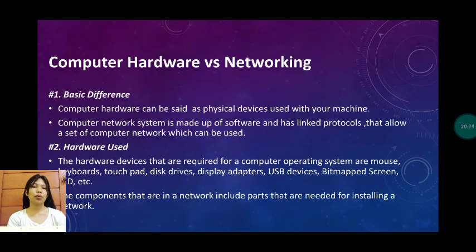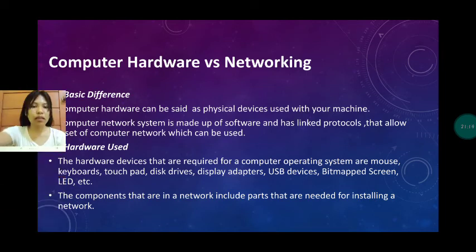So, computer hardware versus networking. Number 1, basic difference. Computer hardware can be said to be a physical device used with your machine, and the computer network system is made up of software and has link protocols that allow a set of computers to be networked. For number 2, hardware use. The hardware devices that are required by a computer operating system are mouse, keyboards, touchpad, disk drives, display adapter, USB devices, bitmap screen, LED, and etc. The components in a network include parts that are needed for installing a network.